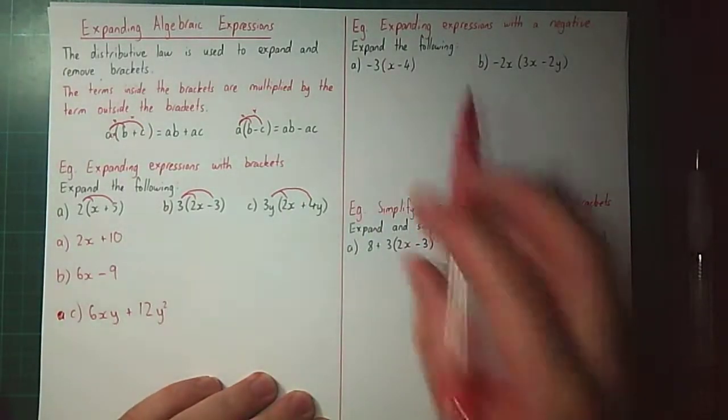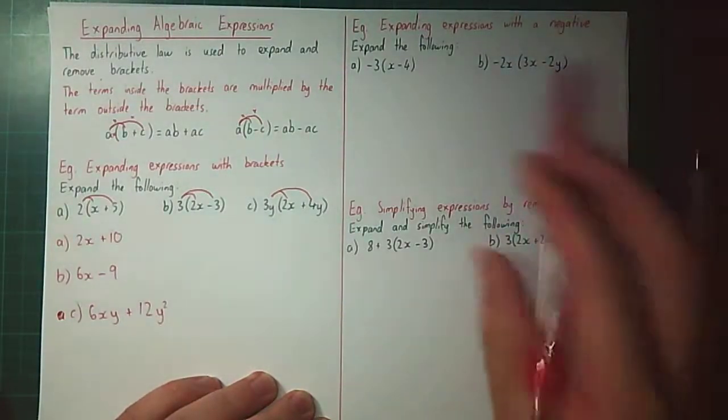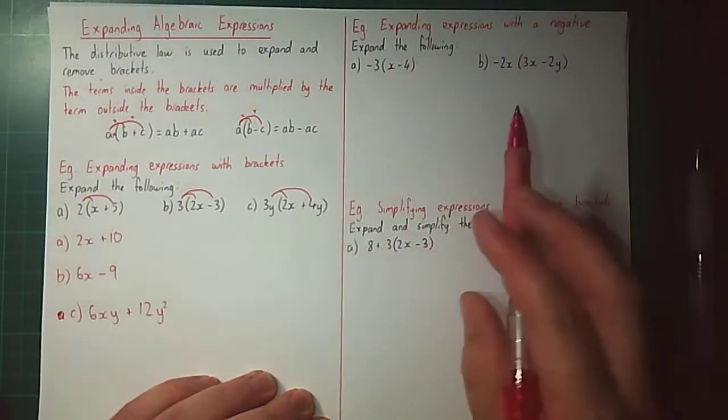Moving on to the next example, we've got expanding expressions with a negative, specifically a negative out the front. It doesn't change anything.